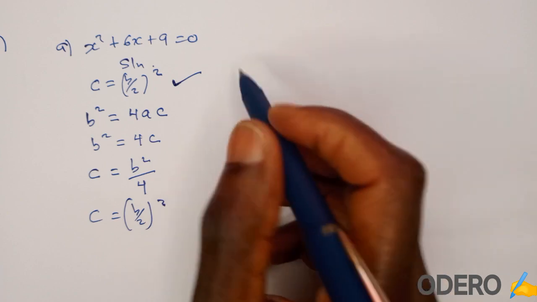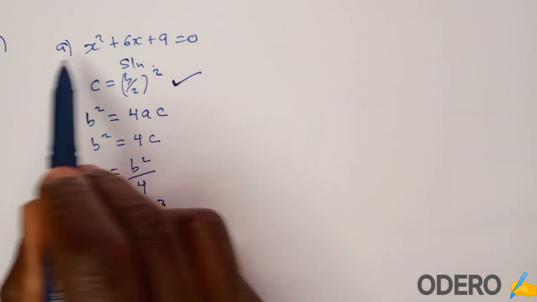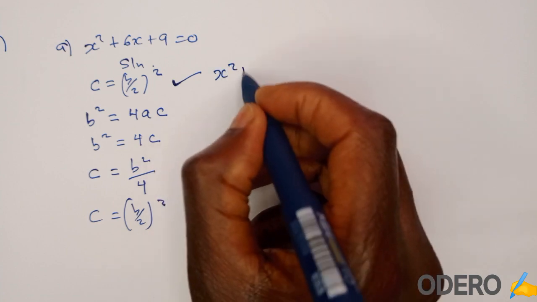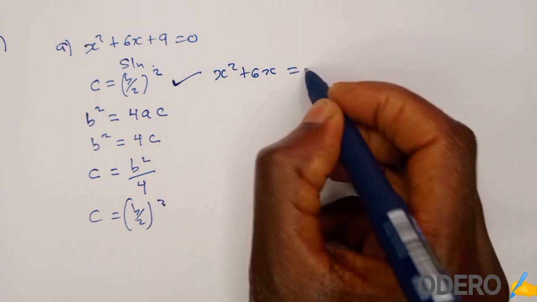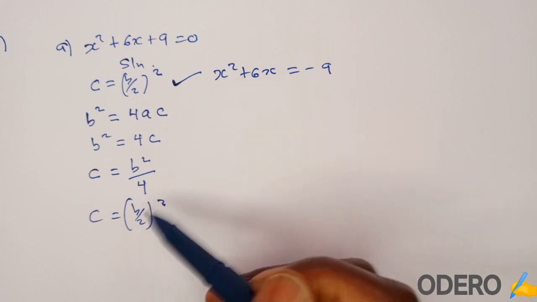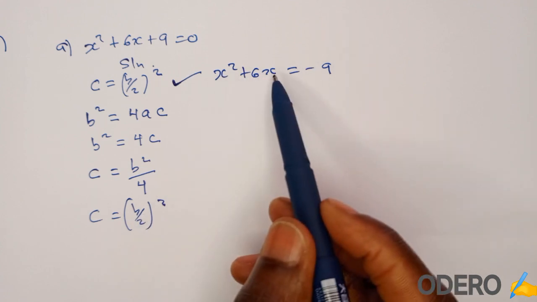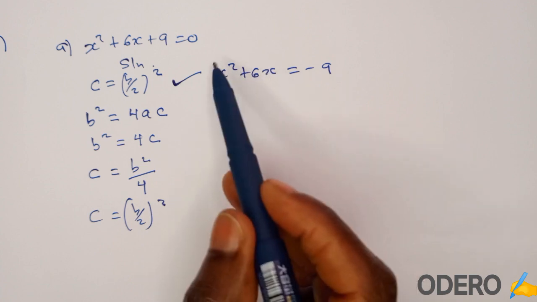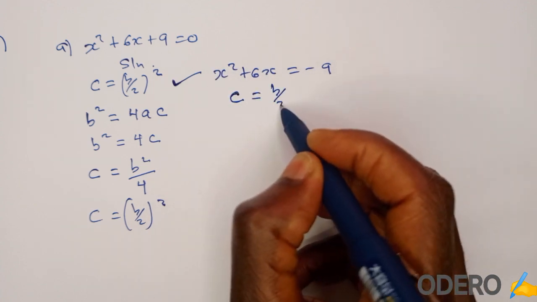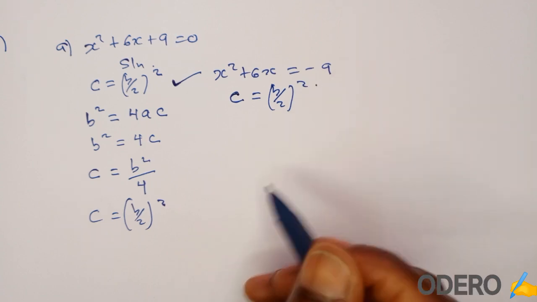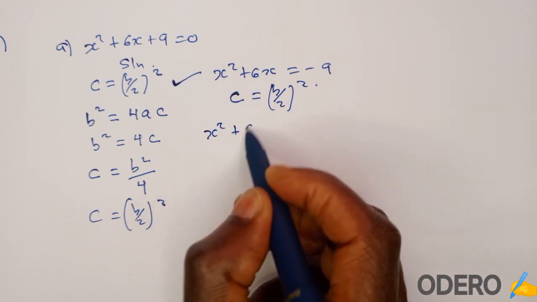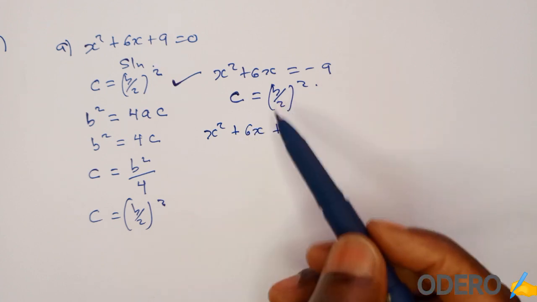So now let's go to our question. If I'm told to solve this one, take this 9 the other side. So we're going to have x squared plus 6x is equals to -9. Then we assume this one is a perfect square that needs to be completed. So since the coefficient of x squared is 1, to complete, c will be equals to b over 2 squared. So we'll say now this one will be x squared plus 6x plus c.